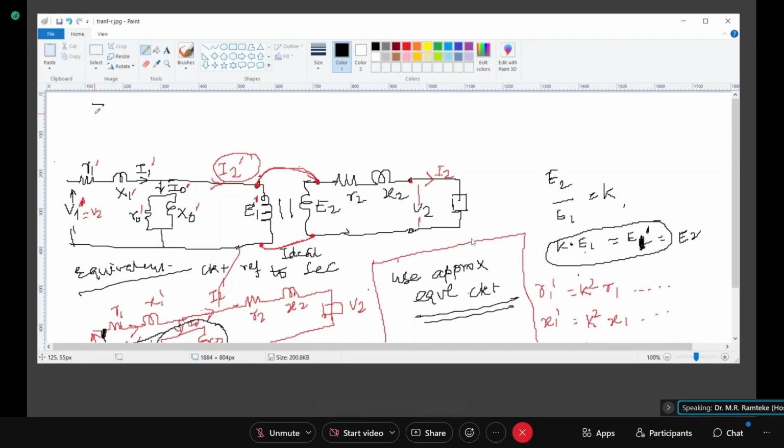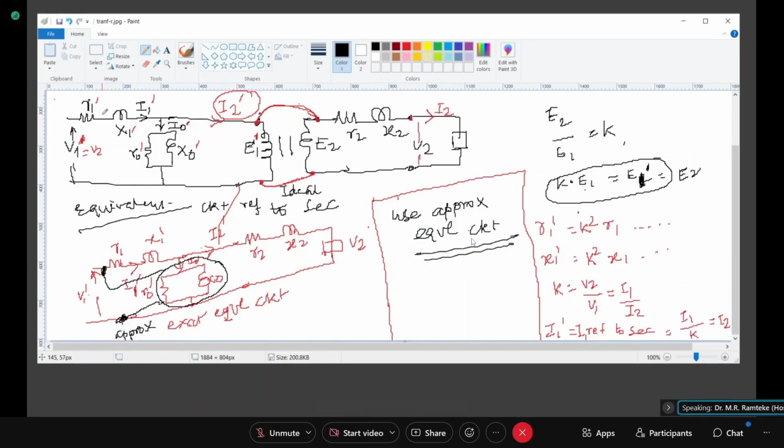Will I2 dash be equal to I2? I2 dash be equal to I2 or not? Actually, I put it as I2 dash. You can say it is the equivalent of the secondary current on the primary side. Equivalent of secondary current on primary side. Actually, I should have used some other letter, but I thought it is good to use the same thing.